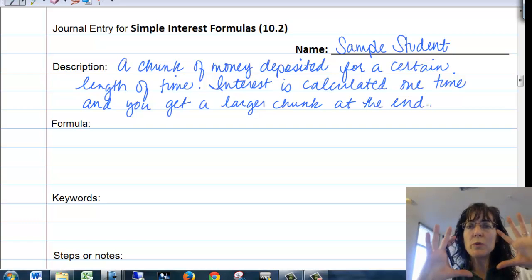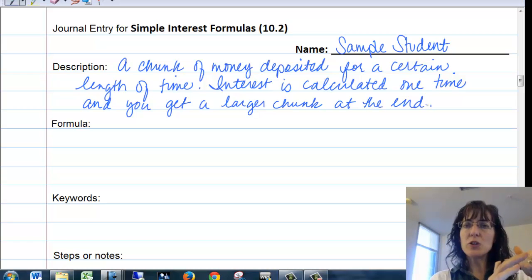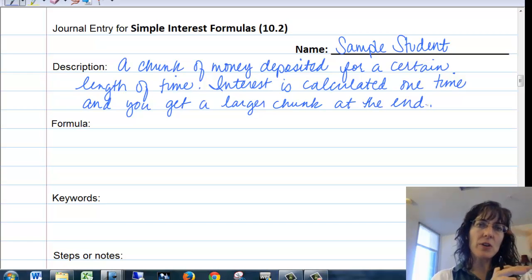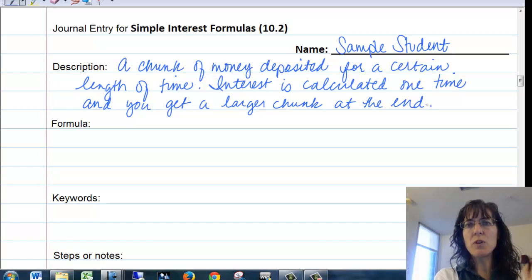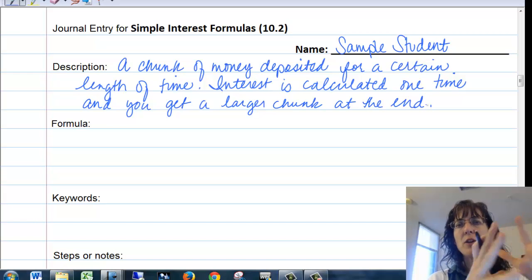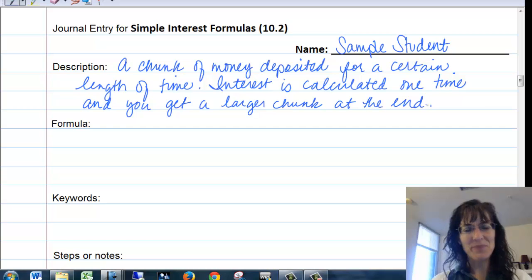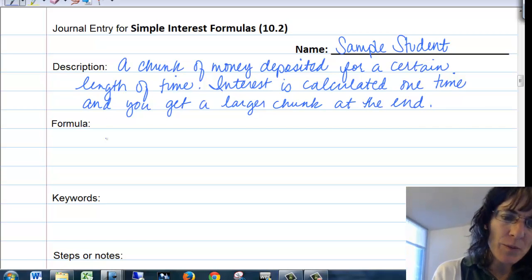So we're starting with a big chunk of money, we put it into an account, and it gains interest one time. It's calculated one time at the end of the time when you're depositing, and then you get out a little bit larger chunk than you put in. Good deal.